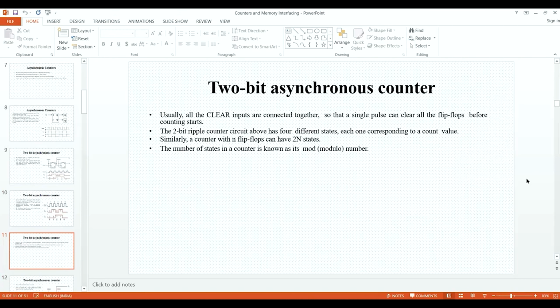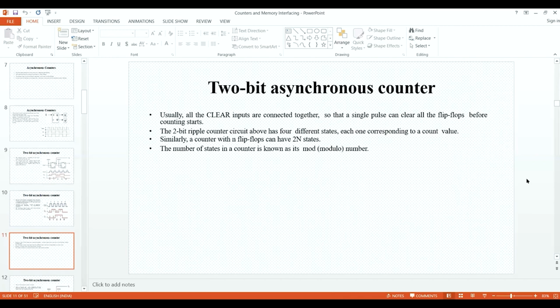All the clear inputs are connected together. I would share one video of an experiment implementation of this counter using a 7-segment display. So you will see that whenever we are going to use an IC, all the clear inputs are connected together, so that one single pulse can clear all the flip-flops. For a 2-bit ripple counter, we require 2 flip-flops. But how many states do we have? 2 to the power n states. That is very, very important. Okay, so 2 to the power n states because we are having Q and Q bar.